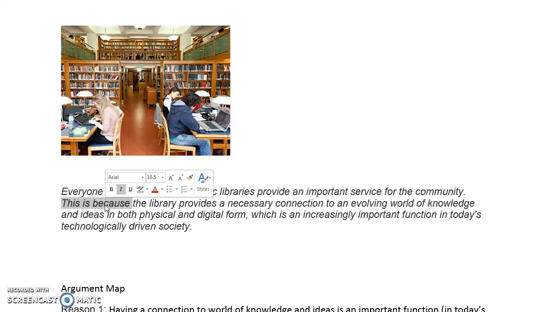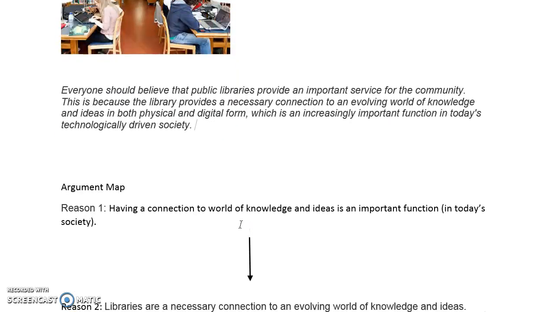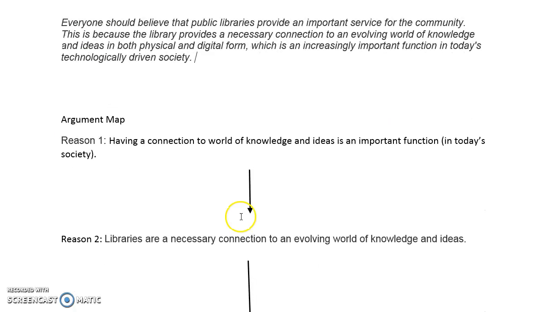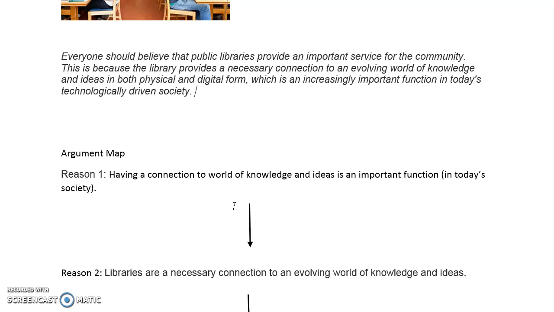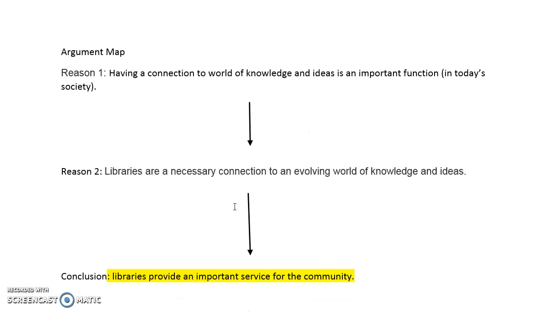"This is because the library provides the necessary connection to an evolving world of knowledge and ideas in both physical and digital form, which is an increasingly important function in today's technologically driven society." Even still, this is probably a little bit too long, so I want to reconstruct and get to the very essence of John's argument. To do so, I'm using my argument mapping tool, and I've flipped the whole argument upside down. So you'll notice that reason 1 that I've included here actually comes at the very end of John's sentences.